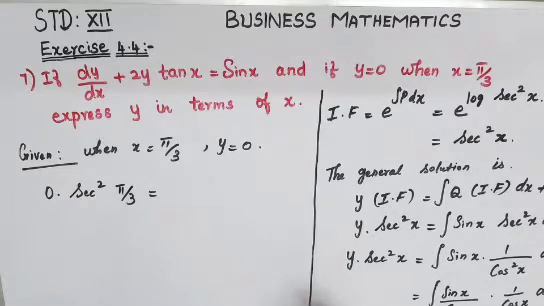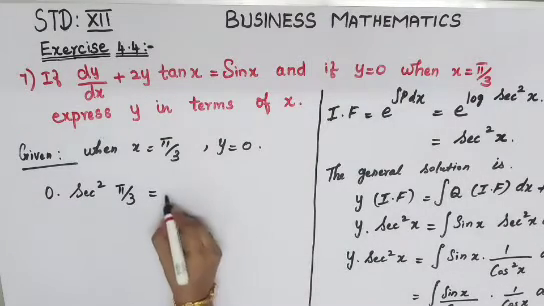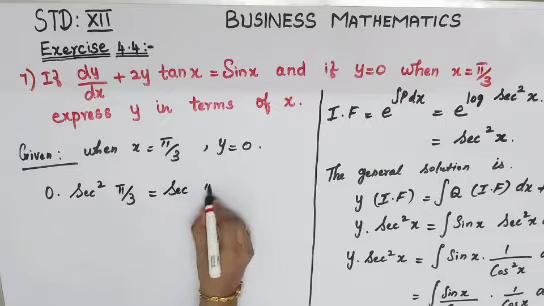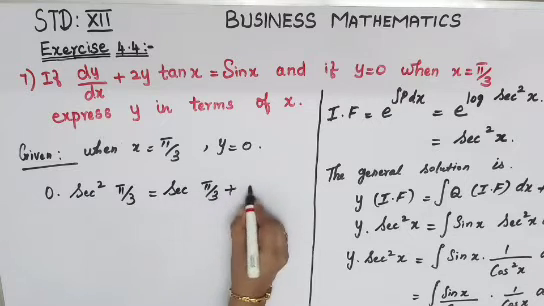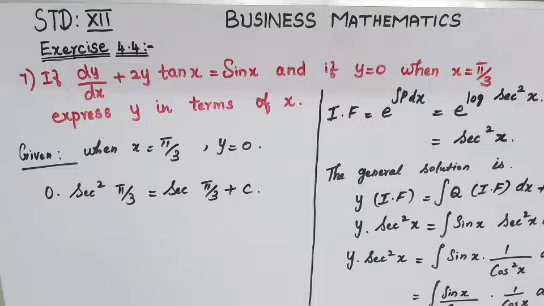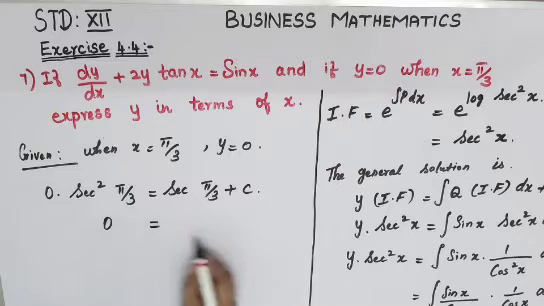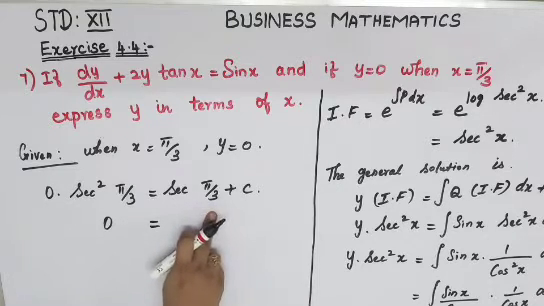That is equal to, on this side it is secant x. So secant pi by 3 plus c. Now you will have to get the values. Here 0 into secant square pi by 3, anyway it becomes 0 because you are going to multiply by 0, so it is 0. Secant pi by 3, you will have to get your value.